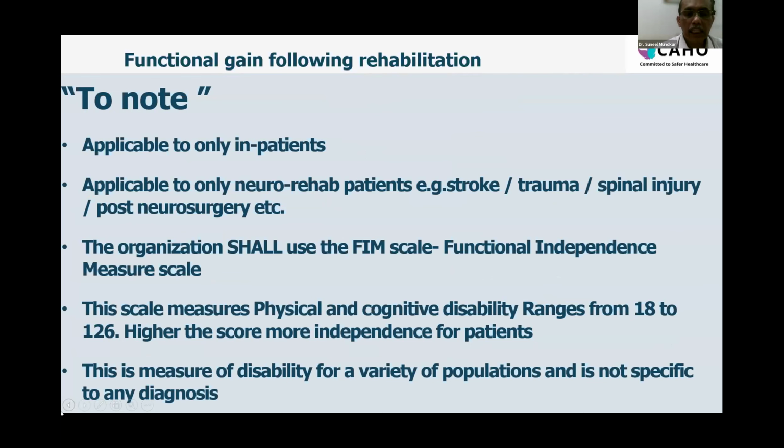The organization shall, that means it becomes mandatory, use the FIM scale, the Functional Independence Measure scale, and this scale measures physical and cognitive disability ranging from 18 to 126. The minimum score is 18 and the maximum score is 126. The higher the score, the more independence for patients. And this is a measure of disability for a variety of populations and is not specific to any diagnosis.